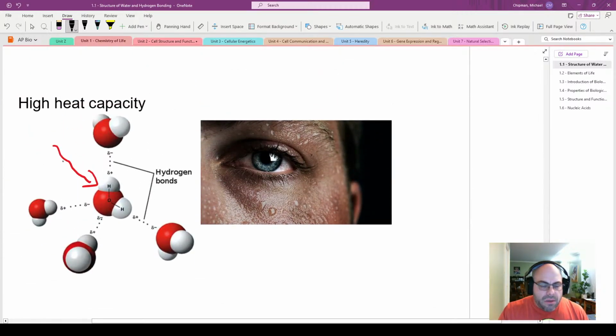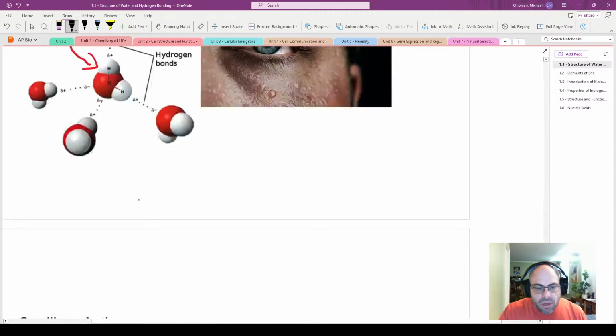And because water is able to bond with four other molecules, it has very high heat capacity, meaning that it takes a lot of energy to break this system up, and so it can hold a lot of energy.